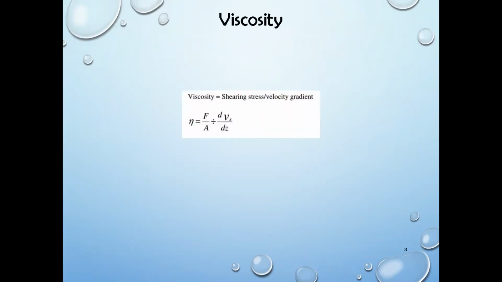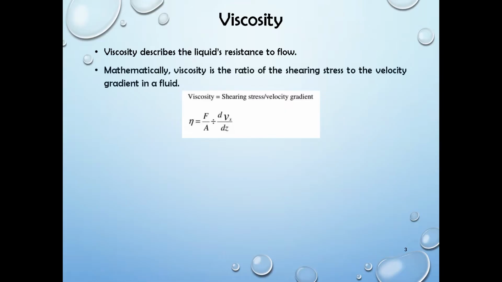So what is viscosity? Resistance to flow is known as the viscosity of a particular liquid, and it is given by this formula, that is it is the ratio of shearing stress to velocity gradient, and this equation is derived from Newton's law of flow.